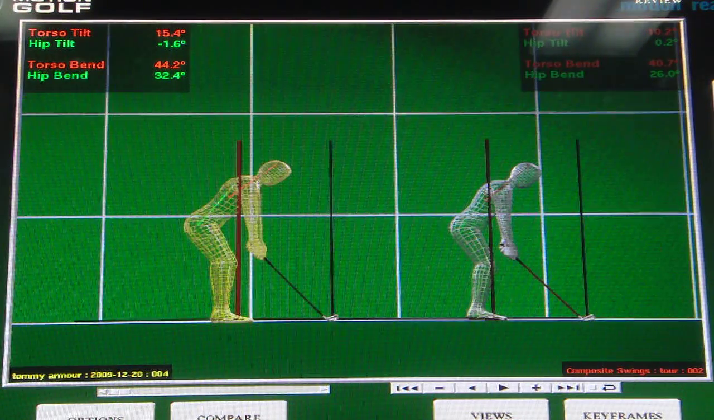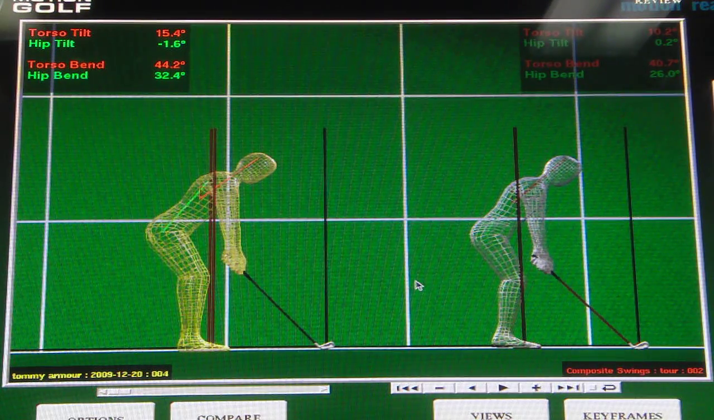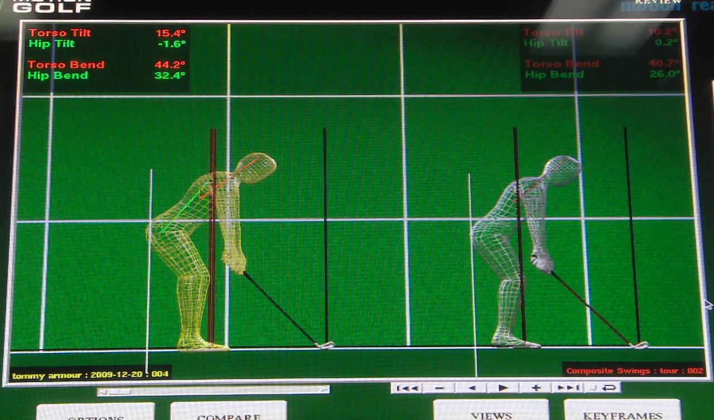And when we go to the down the line view, you're going to see similar numbers as far as the torso bend and the hip bend. Now he is a little taller than the composite swing tour model, which means he's going to be a little bit more bent over. But I want you to notice the space between the balance points of the ball of his feet and his hips. You can see that he's a little bit back toward his heels. So when we pull up vertical plane, he's actually sitting back, which creates a little bit more bend from the hips as well as the torso. And you can see the differential there is quite a bit. The biggest difference is going to be, again, in his hip bend, just like you saw in his hip tilt.